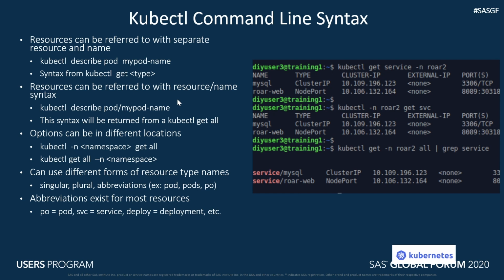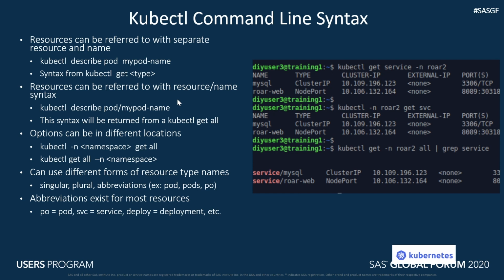But then notice on the bottom part of the slide, the last example, kubectl get all -n roar2 | grep service. If I am just saying get the list of objects, get all the objects out there, the all means get all the objects. Then if I was only interested in services, I would have to grep those or look for them. Notice here too that when I say get all the objects, the name of the object in there, service MySQL, service RoarDB, the type precedes the object name. Okay, so service is the type, MySQL is the object name, service is the type, Roar Web is the object name.